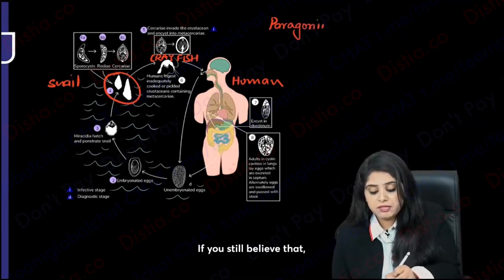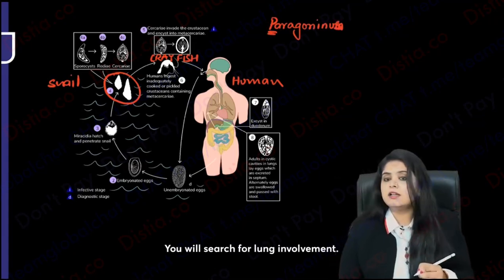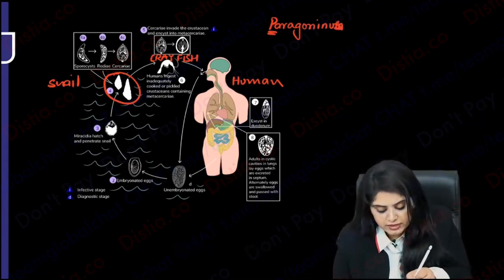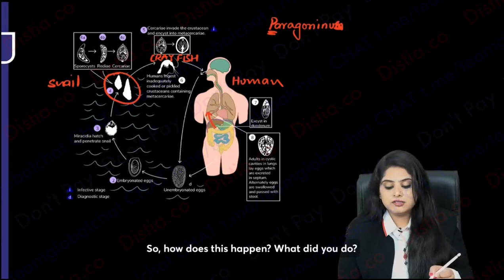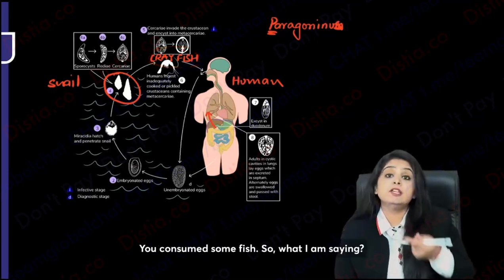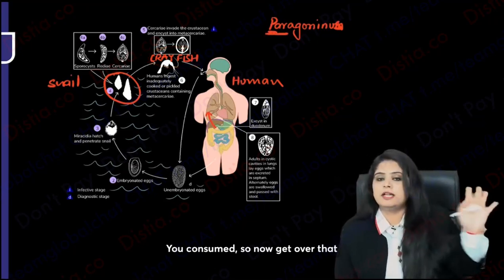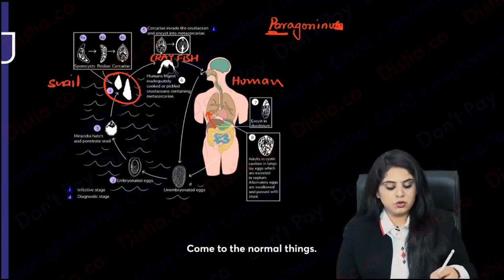If you still believe that nahi confusion ho raha hai, then what will you search? You will search for lung involvement. Have they shown me the lung involvement? Yes, there is an arrow that is going into the lungs. Of course, I can see that. So how does this happen? See, what will you do? What did you do? You consumed some fish. So what am I saying? You consumed, because now get over that schistosoma ka hangover. SSS bhul jao. Come to the normal things.